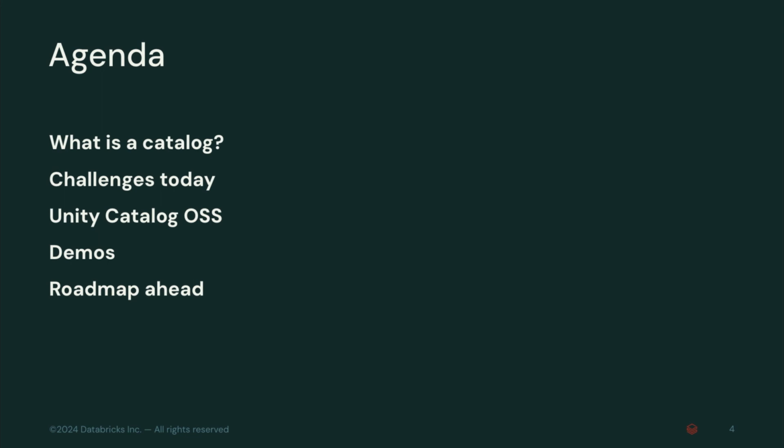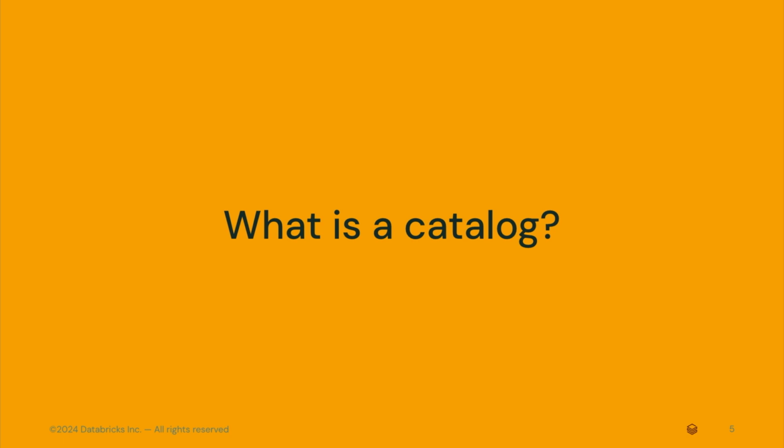Okay, cool. So agenda, we're going to talk about a few different things today. First, we'll start off with a very high level: what is a catalog? Hopefully everyone here knows it, but I think it's good to start at the basics. Talk about challenges today that we've heard from customers and from folks. And then Unity Catalog open source. And then we're going to do some demos. And then we're going to talk about roadmap ahead. Okay. Let's see, no one left the room yet, so that's good.